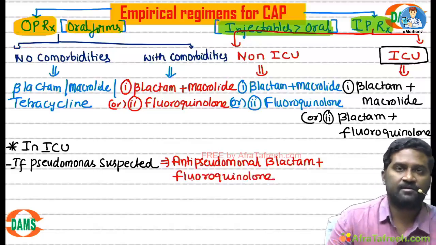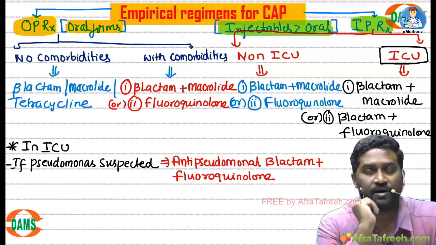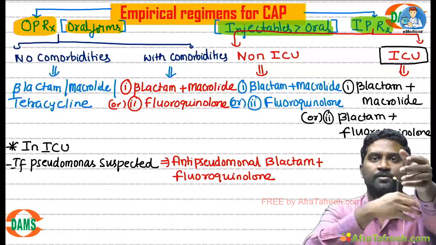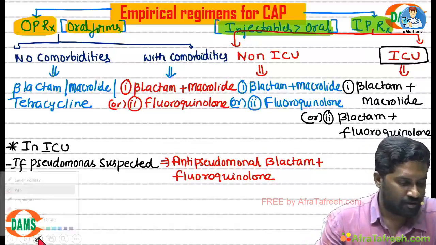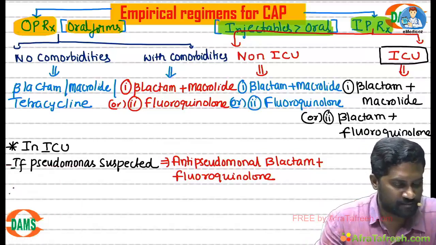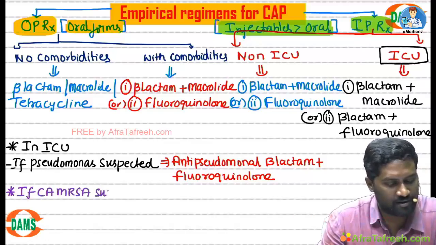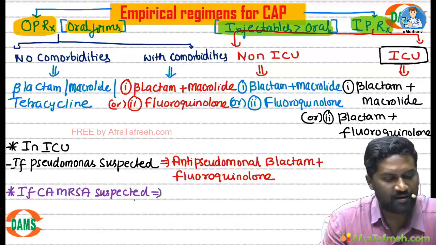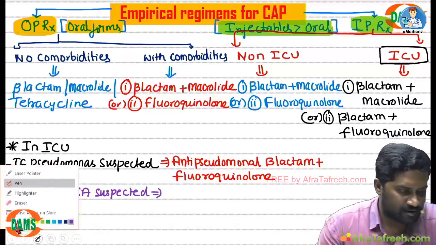Now this patient is with community acquired pneumonia, he is in ICU, and during your rounds you found out this fellow is a chronic IV drug user. Now what you will suspect? You will suspect MRSA. If community acquired MRSA is suspected, what will be the choice of antibiotics?